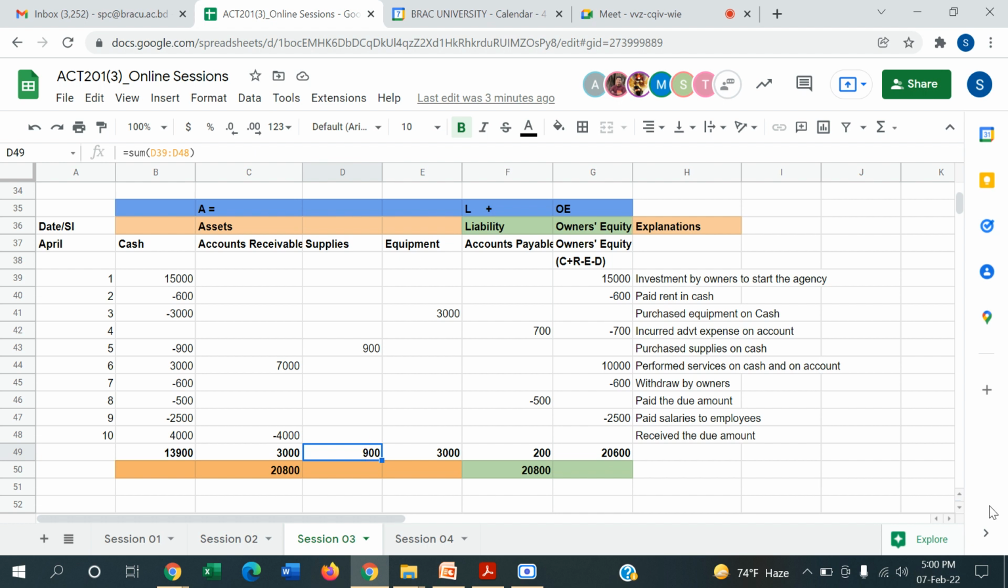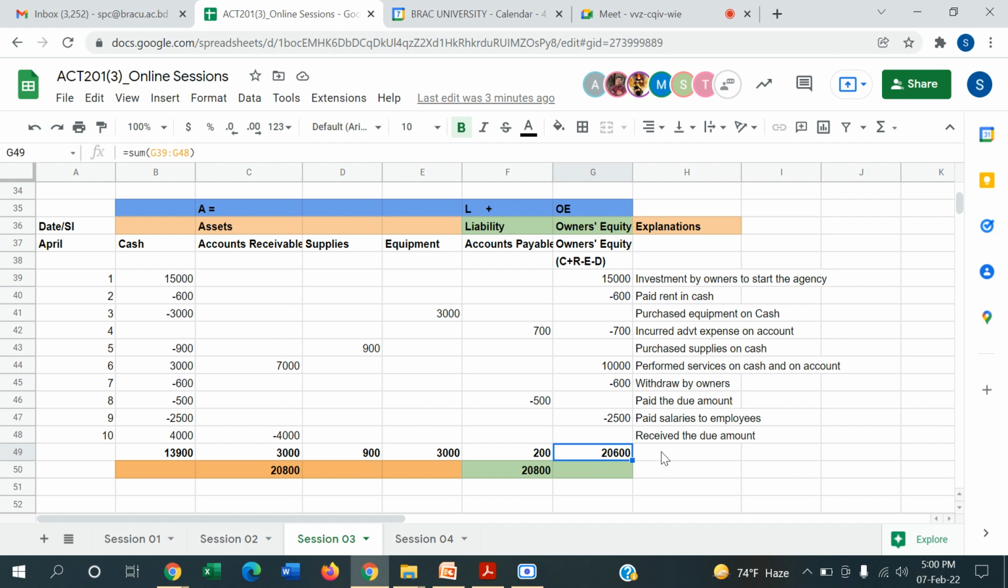Okay, sir. Another question is, can we say the company is worth 20,600 after the month of April? Yeah, this is the value of the company at the end of April. And what is the claim of the owner, if anyone asks us? Sir, 20,600, this amount.